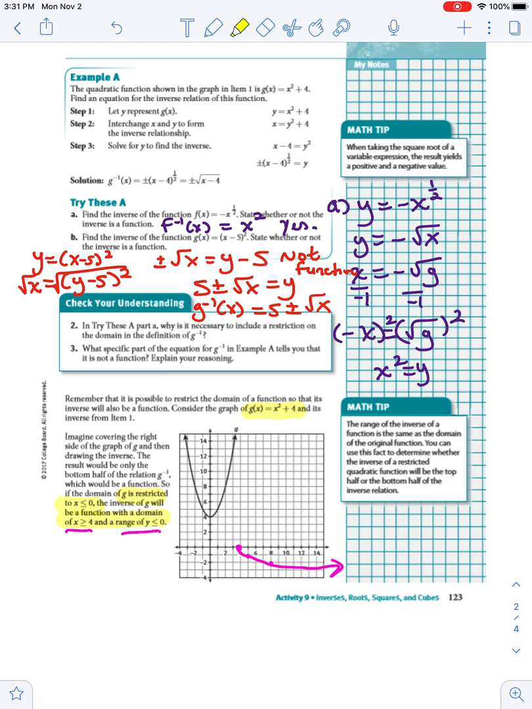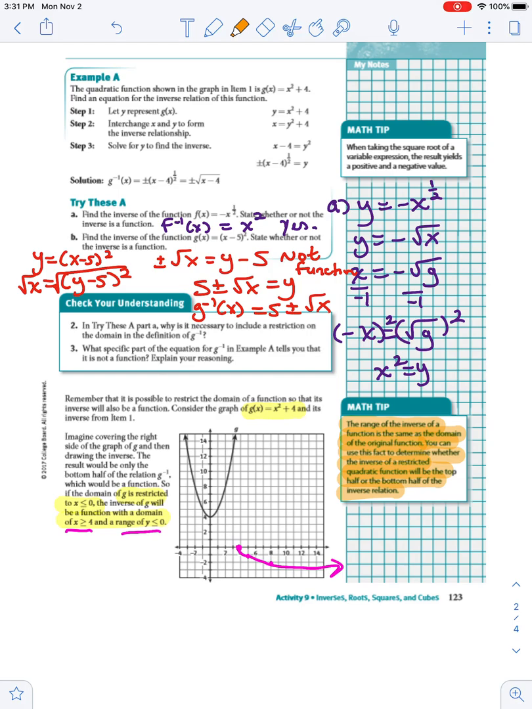Okay, we have a math tip over here that's definitely worth reading. We say the range of the inverse of a function is the same as the domain of the original function. You can use this fact to determine whether the inverse of a restricted quadratic function will be the top half or the bottom half of the inverse relation.